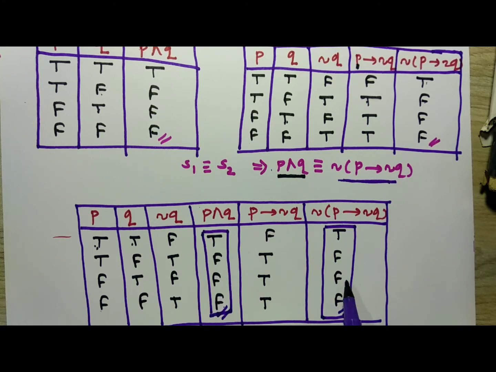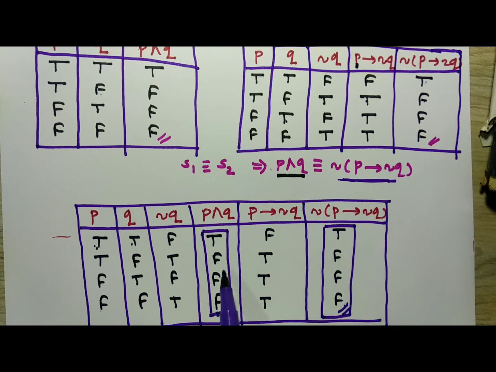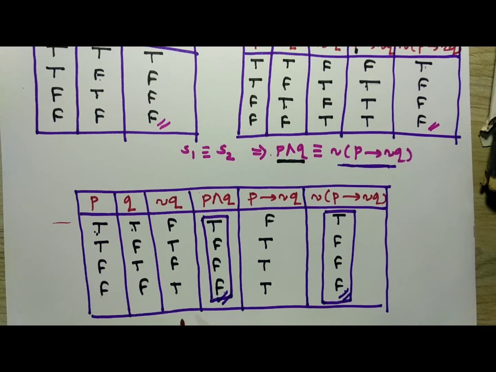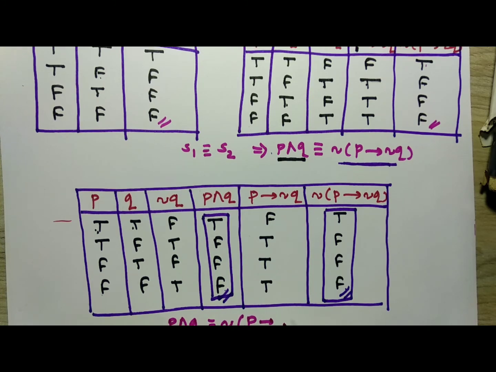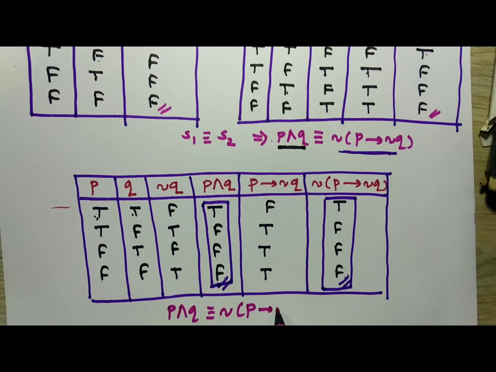If both columns are identical, then we say that these two statement patterns are logically equivalent. Right now, true is here, false is here, false is here, false is here. That means these two statement patterns are logically equivalent. That means the first statement pattern, P and Q, is logically equivalent to negation of P implies negation Q, and therefore these statement patterns are logically equivalent.